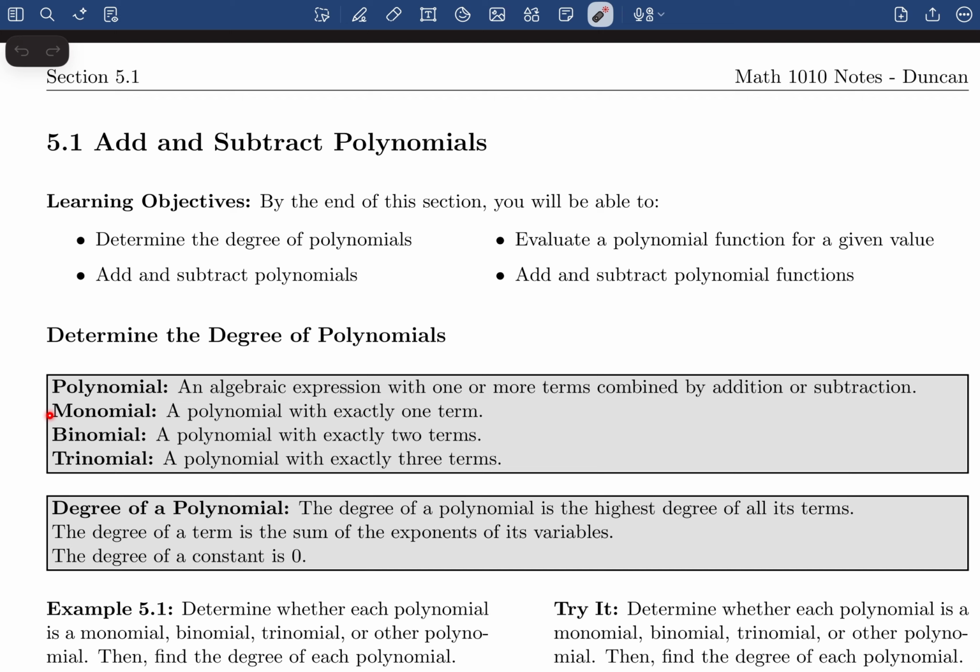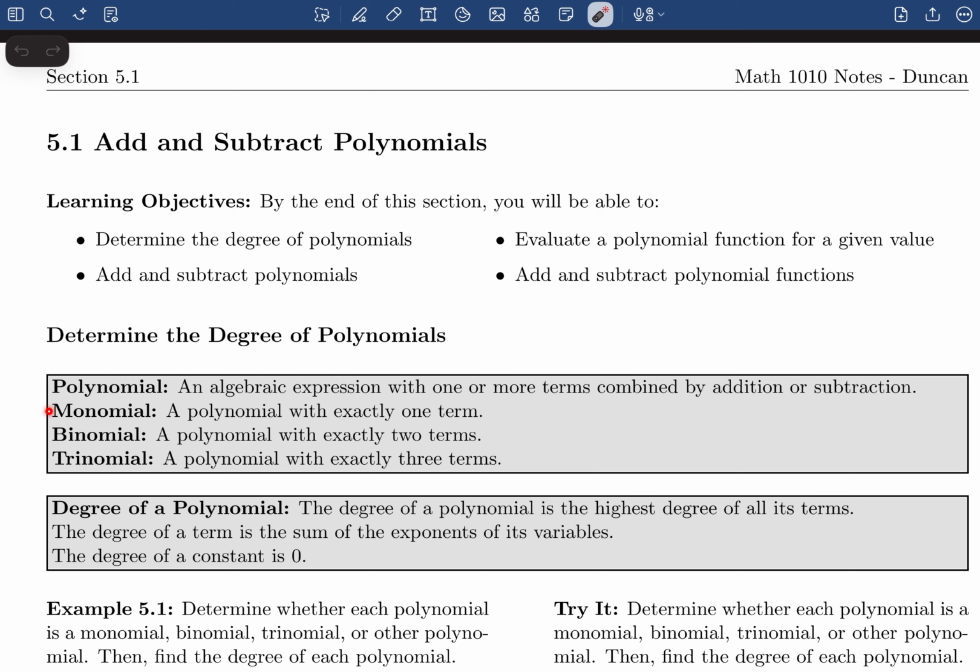So a monomial is a polynomial with one term. A binomial is a polynomial with two terms. A trinomial is a polynomial with three terms. And this keeps going, actually, as far as you want. You could have as many terms as you would like in a polynomial.